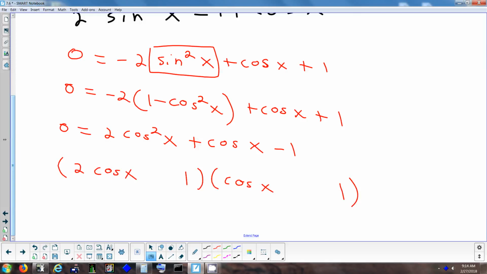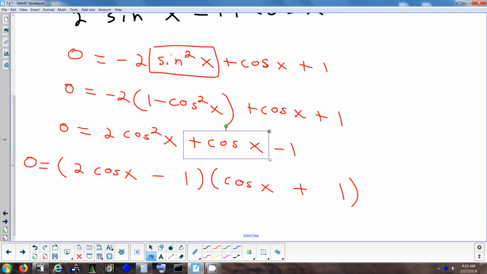And the signs have to be... What do my signs have to be? Plus and minus. Has to be a plus and a minus. And you only have 2 options. Try plus and minus, try minus and plus. If neither one of those work, go to the quadratic formula. Let's try plus minus. And that's going to give me 2 cosine times 1 is 2 cosine minus cosine. 2 minus 1 gives me 1. So this does factor.